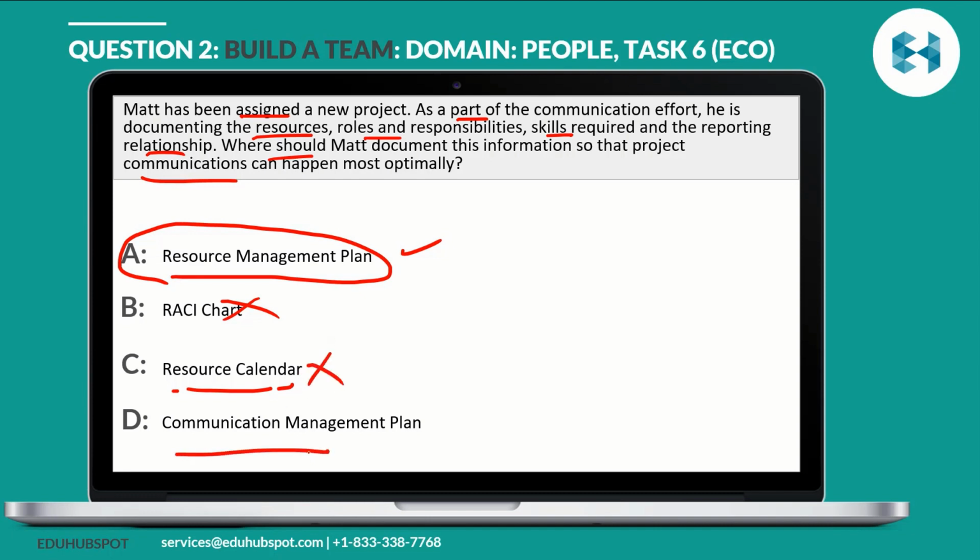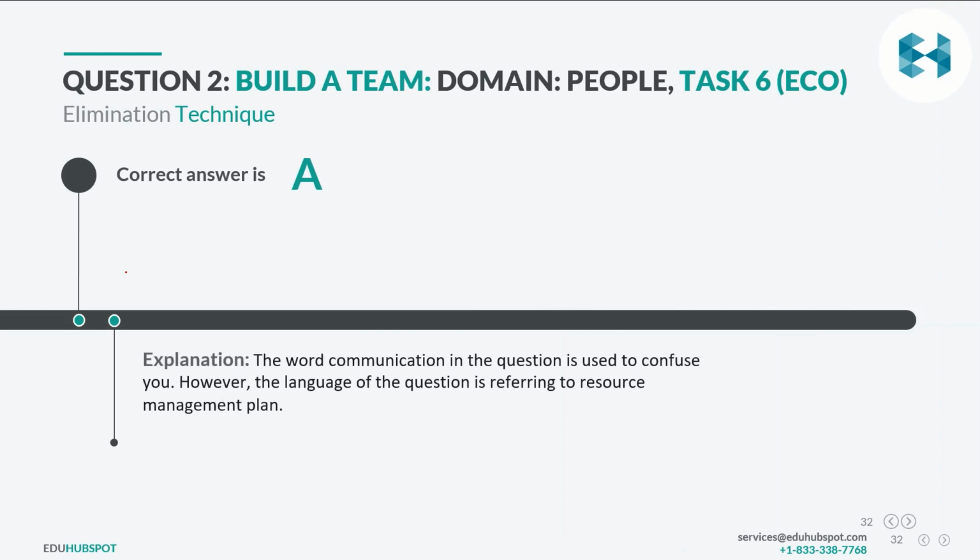Communication management plan. Okay, now I know they wrote this statement where they said, where should Matt document so that the project communication can happen most optimally? But this was really not the question. The real question was, as a part of the effort, he is documenting resources, roles and responsibilities, skills required. All that information is in the resource management plan, not necessarily in the communication management plan. Yes, you will use the resource management plan to communicate, but really it's your resource management plan which has that information. So the correct answer should be A.